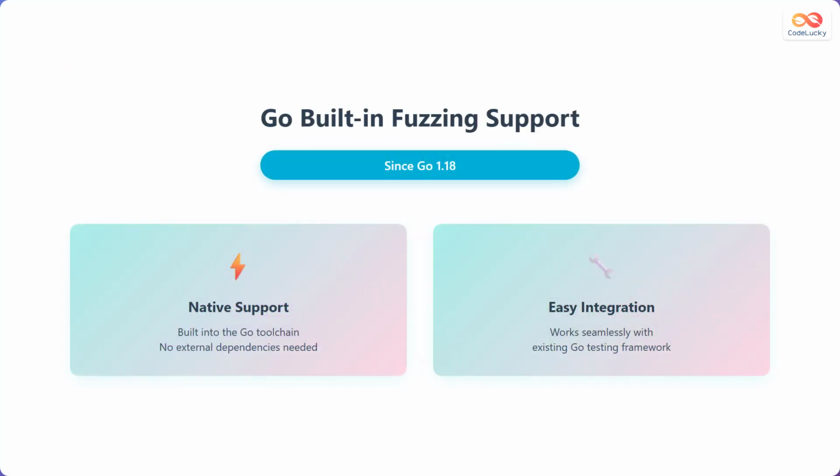Go introduced native fuzzing support in version 1.18. The fuzzing capabilities are built directly into the Go toolchain, meaning no external dependencies are required. Integration is straightforward, as fuzz tests work seamlessly with the existing Go testing framework, making it easy for developers to adopt fuzz testing in their workflow.